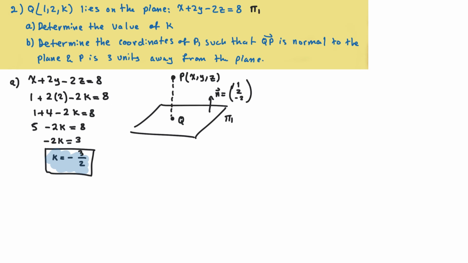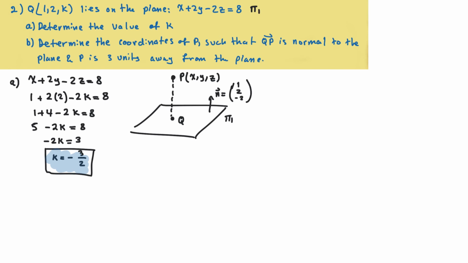And we can find out what the magnitude of the normal vector is. And instead of the magnitude, we can change it to a unit vector. If we change this to a unit vector, it will have a magnitude of 1. If we know the direction and its magnitude, then we can multiply that magnitude by 3, and we can figure out what point P is.